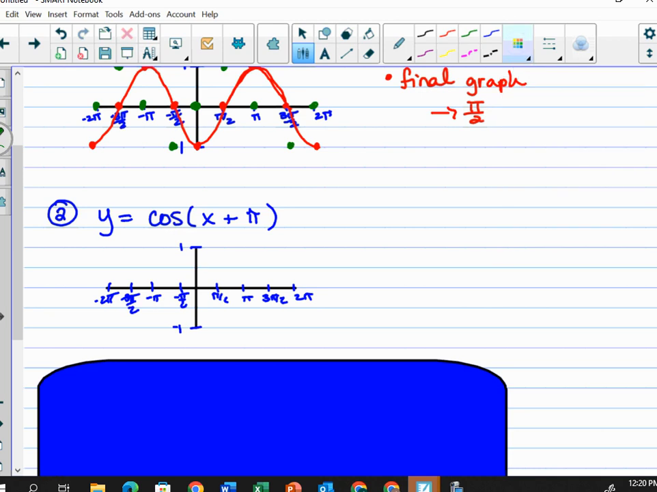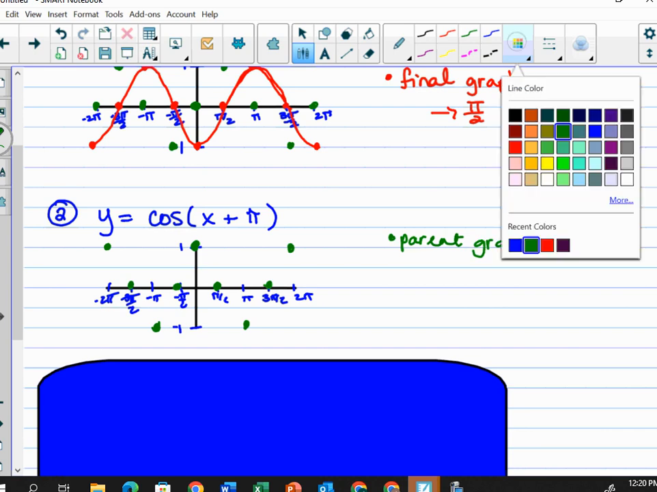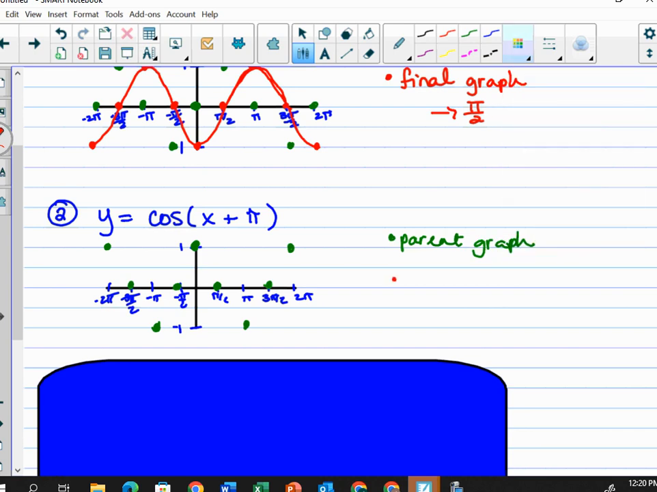All right, so parent graph dots, this time it's for cosine. So I start up at 1. Follow your pattern. Oh, that's the original graph. All right, where am I shifting this time? To negative pi. Left pi, and how many tick marks is that? 2. Yes, we got to go over 2 spots this time.